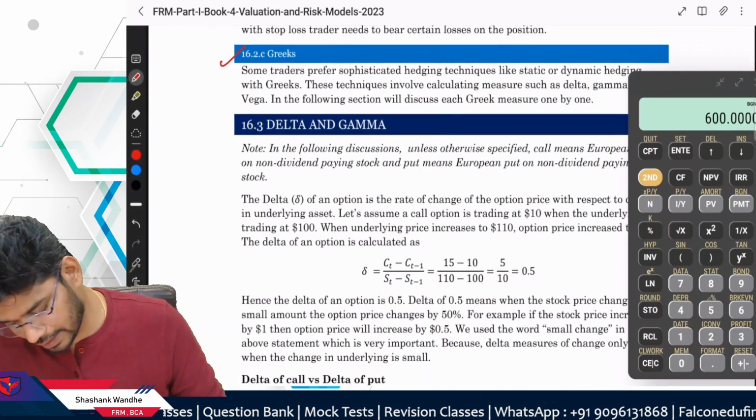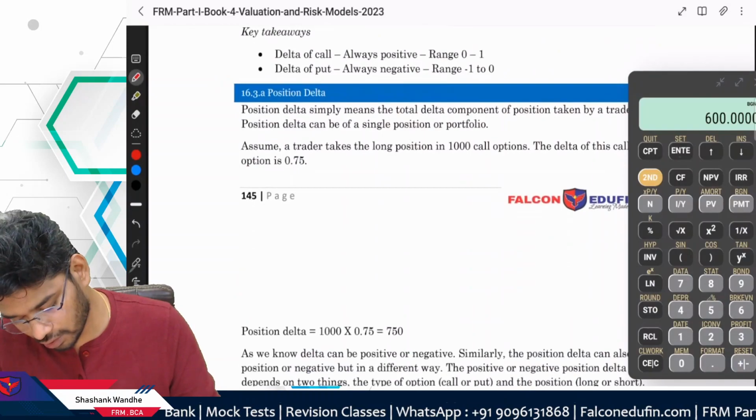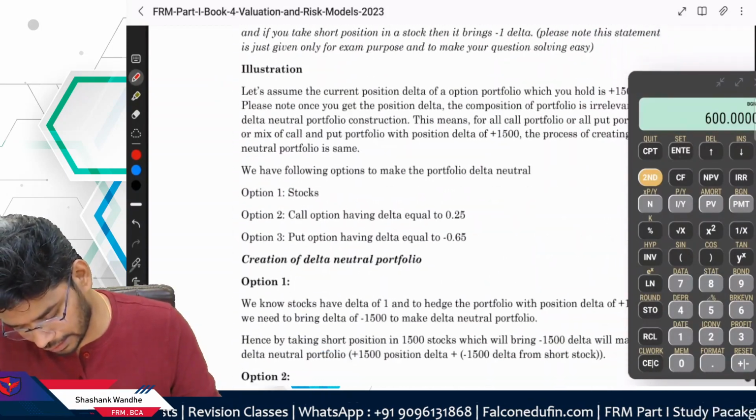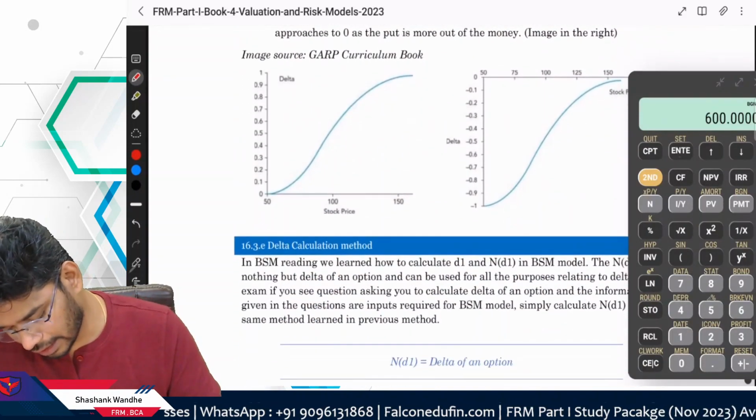Fine, so let's see this. This is the delta gamma. Delta first. We already saw how to hedge with delta. Here we have the option delta, then the calculation of delta, and this is the graph.